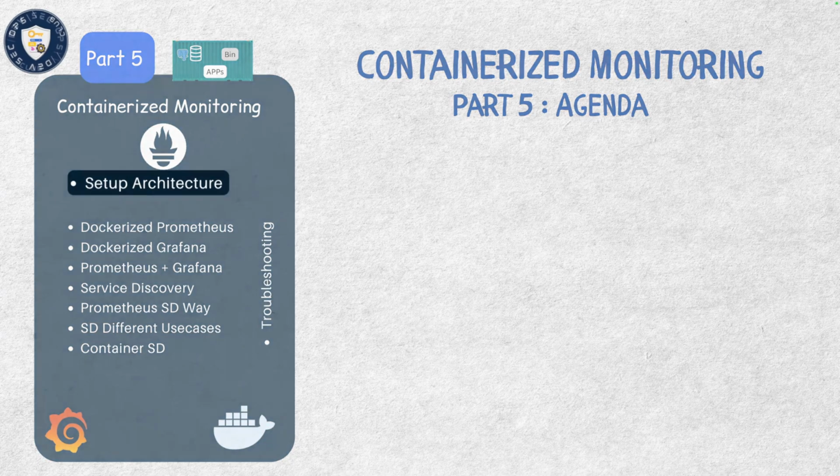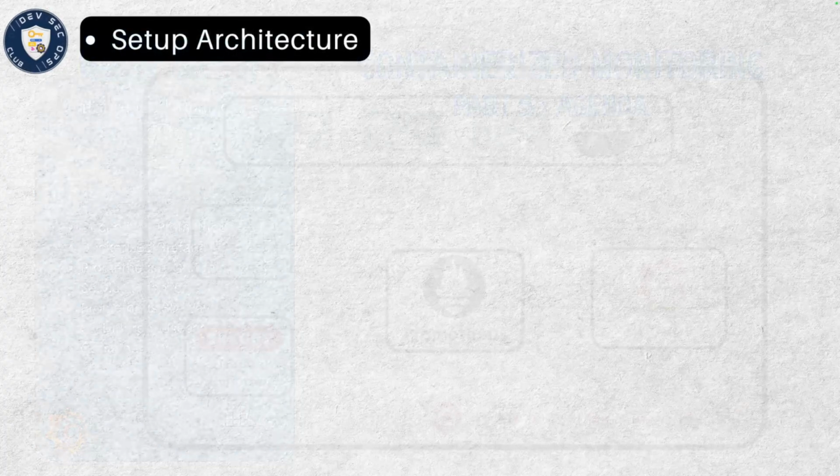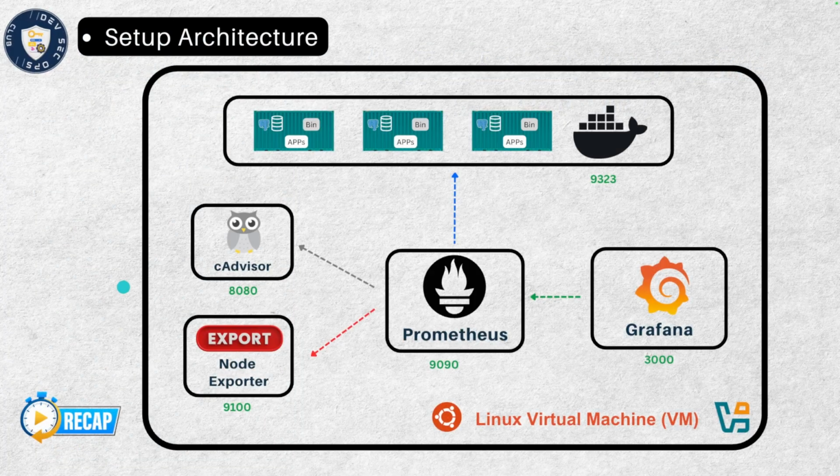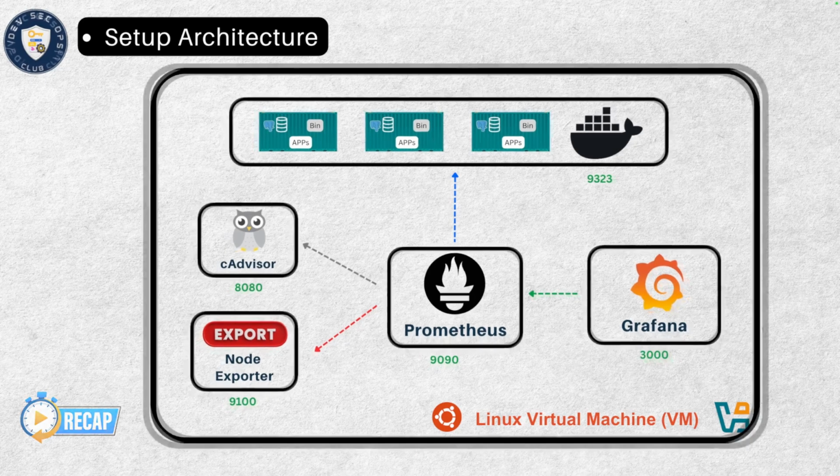So let's start with the first thing, the setup architecture. In part 4, that's the setup we have done, right? With the virtual machine, we set up Grafana, Prometheus, cAdvisor, and node exporter, of course, with cAdvisor as a container, and we configured everything so Prometheus can pull or scrape the metrics, and we can visualize them here. And today we are going to extend it.